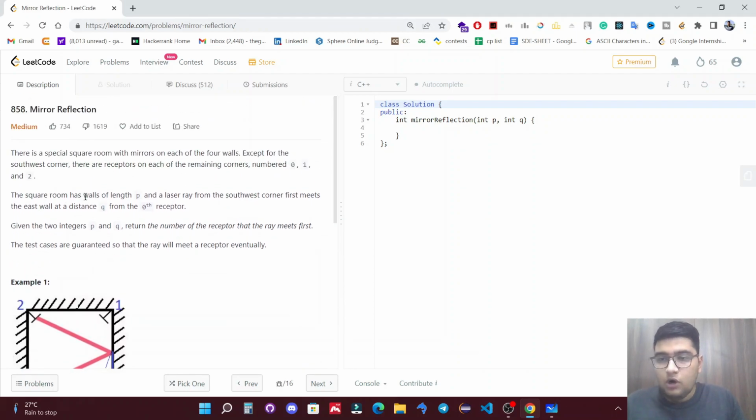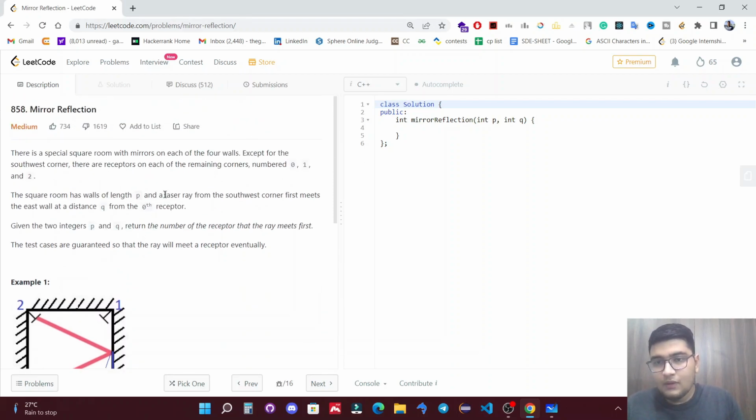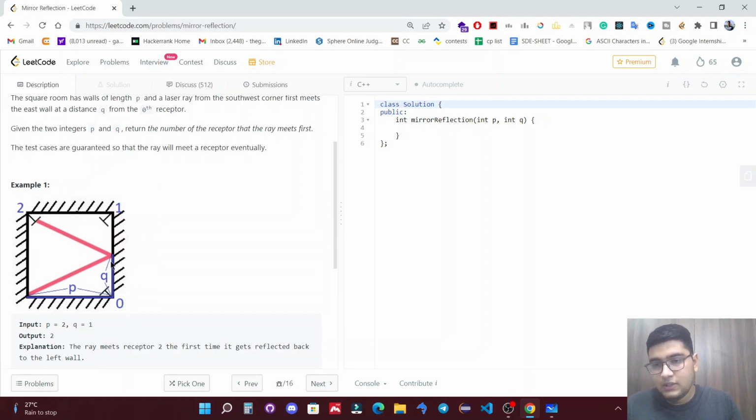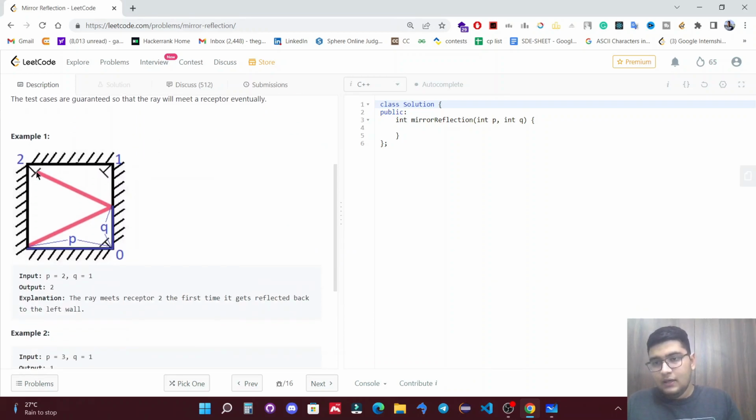And the square room has walls of length p, so we have basically been given two values, p and q, and each wall is of size p. A laser beam from the southwest corner first meets the east wall at a distance q from the zeroth receptor. So this q is a distance from the bottom, or we can say from the zeroth receptor, right? What we need to do, given the two integers, is return the number of the receptor that the ray must first meet, whether it be 0, 1 or 2, right?